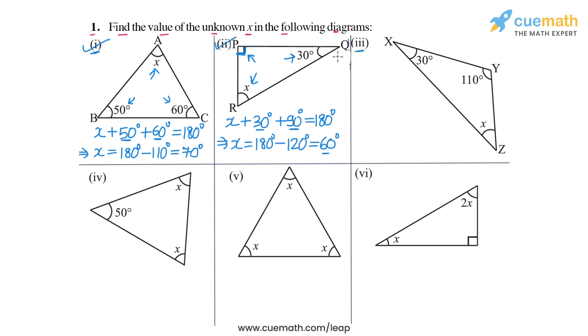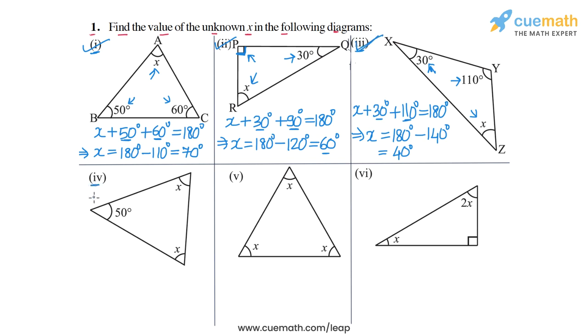Then in part 3, the three interior angles of the triangle are x, 30 degrees and 110 degrees. So the sum of these three angles will be 180 degrees. So we can write x plus 30 degrees plus 110 degrees is equal to 180 degrees. So 30 degrees plus 110 degrees is 140 degrees. So we will get x is equal to 180 degrees minus 140 degrees, and this will come out to be 40 degrees. So the answer for part 3 is 40 degrees.